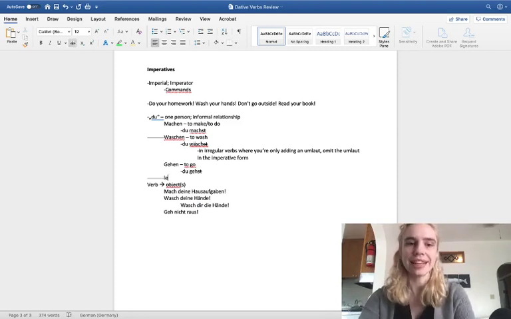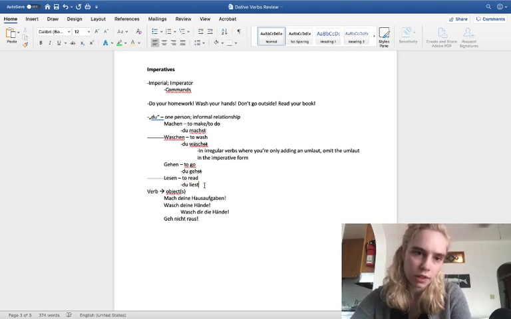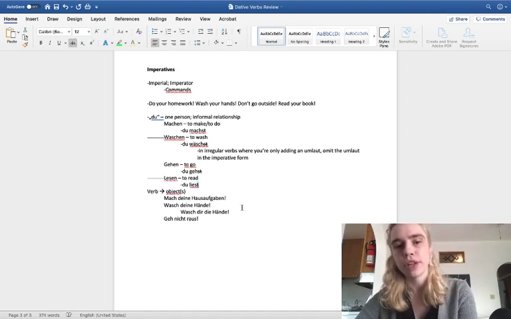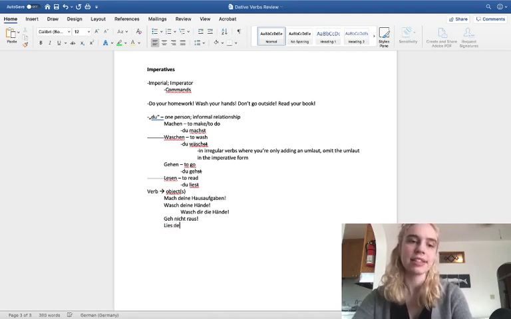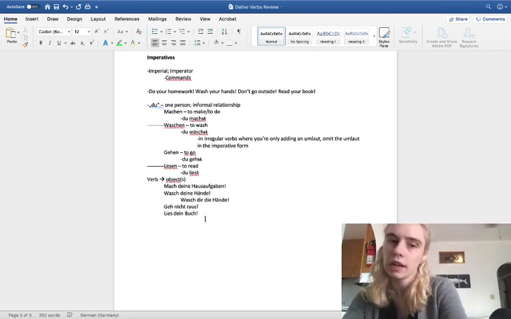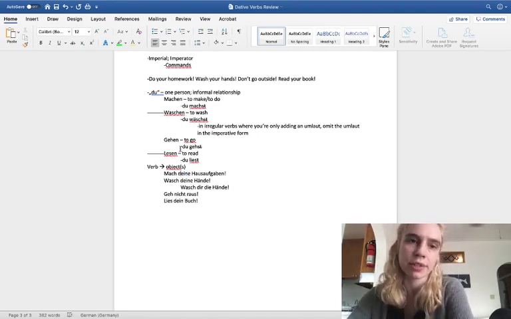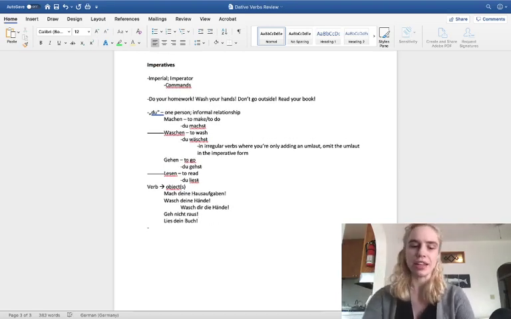So we'll say lesen, to read. Du liest. So here, the stem is actually lies and not just li. We're only adding a t when we conjugate that. So we'll say lies dein Buch. And notice for the possessives, we're always using that du form, because this form of imperatives is always going to be with the singular du. And with that, we can move on to the ihr form.